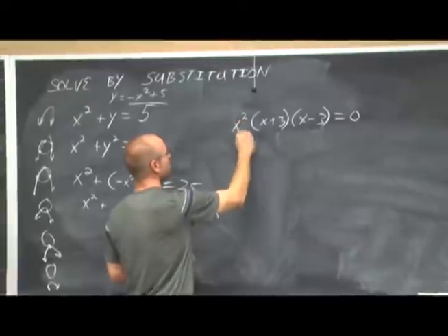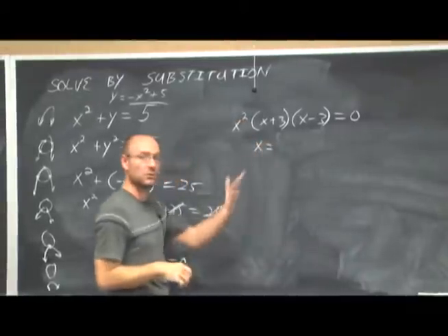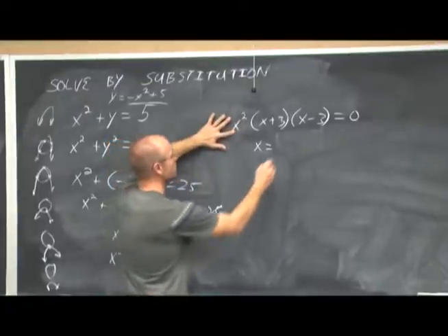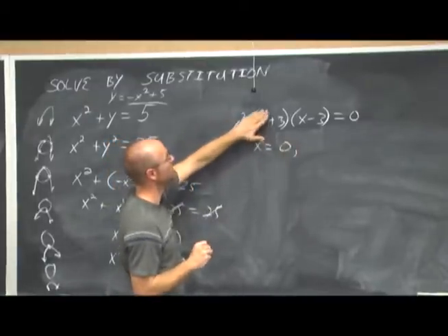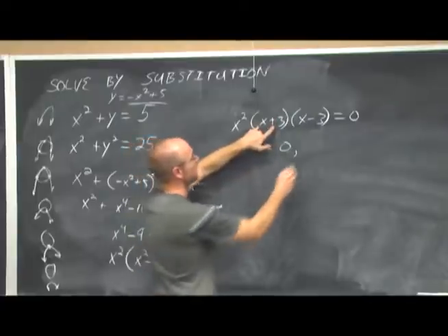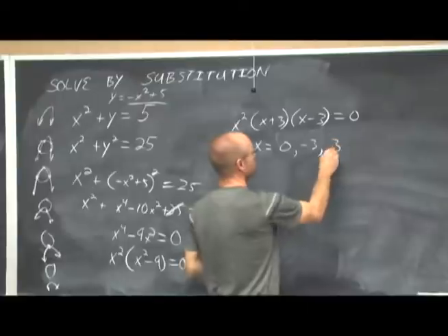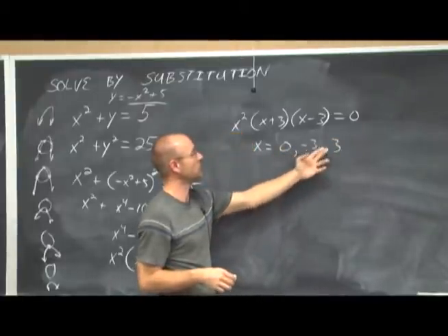And now I can say, OK, what are my values of x? Just use the zero product theorem. 0 times anything is 0. What would make this 0? If x was 0. What would make this quantity 0? If x is negative 3. And what makes this quantity 0 is x positive 3. So I have 0, negative 3, and 3.